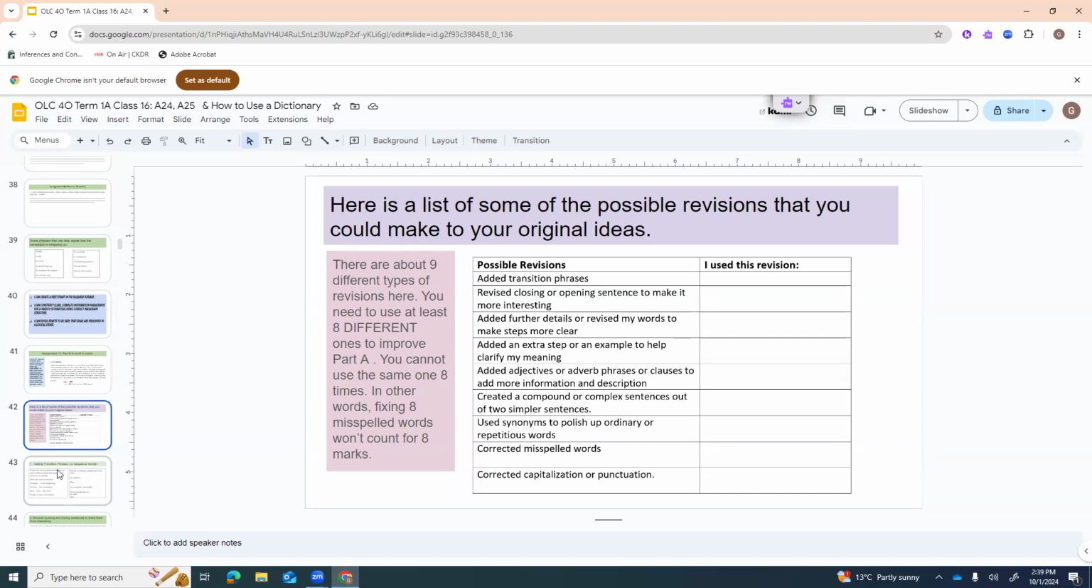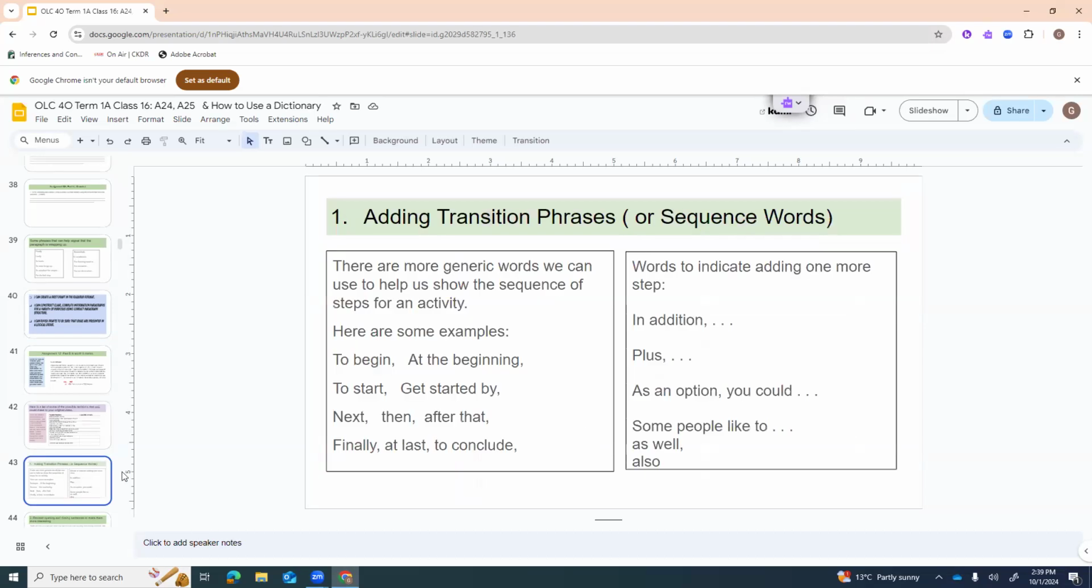Okay, so I'm going to go through and talk about how to do each one of these types of corrections, okay? Adding a transition phrase or sequence words. These are really general or generic words that can help show the sequence of steps for an activity. Things like to begin or at the beginning, to start, get started by, next, then, after that, finally, at last, conclude.